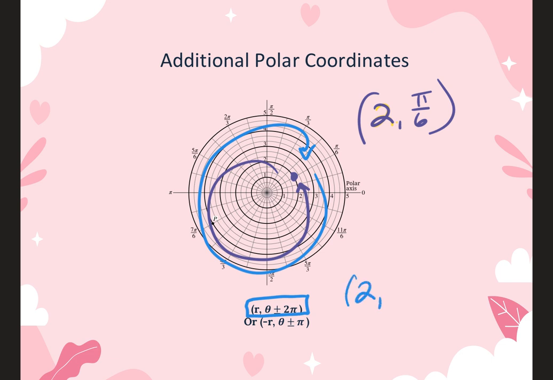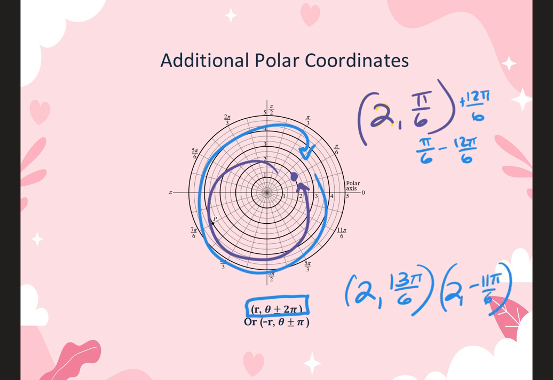So leave r as it is. So it would be 2. If I wanted to add 2 pi to this, it would be 12 pi over 6. So (2, 13 pi over 6) would be the same point. Or I could subtract 2 pi from this, and I would also get (2, -11 pi over 6). Those would be the same point if I plot those. You with me so far?